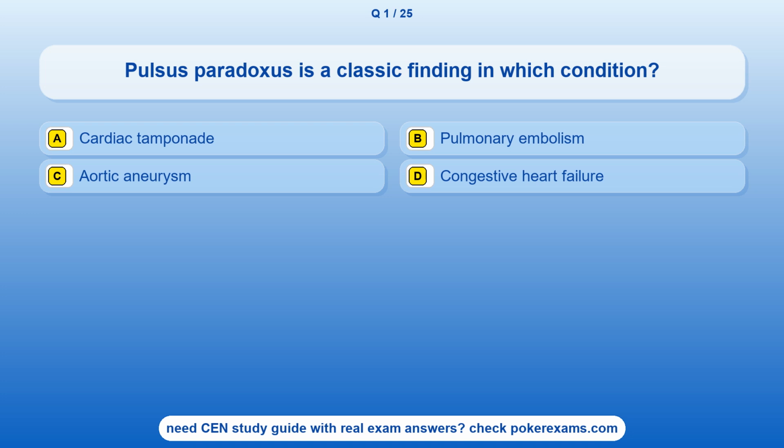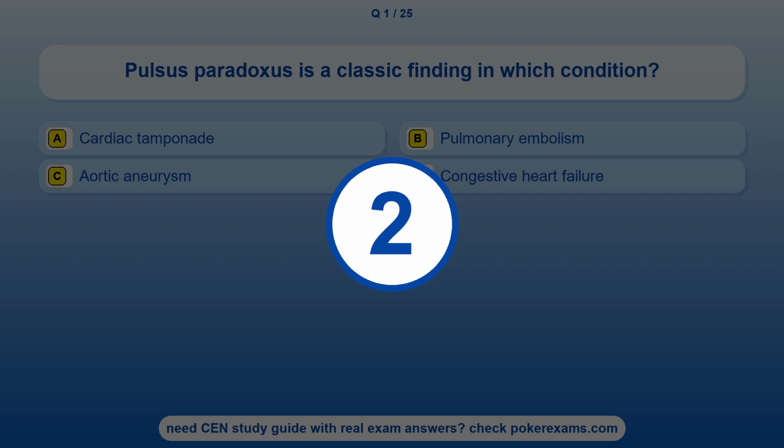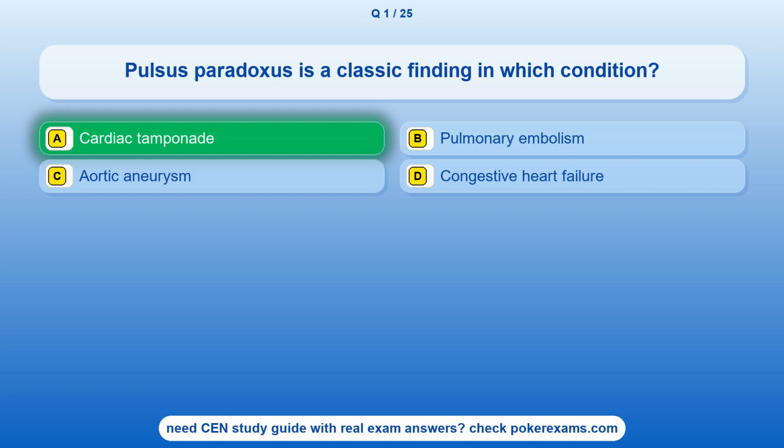Question 1. Pulsus paradoxus is a classic finding in which condition? Option A. Cardiac tamponade. Option B. Pulmonary embolism. Option C. Aortic aneurysm. Option D. Congestive heart failure. The correct answer is option A.